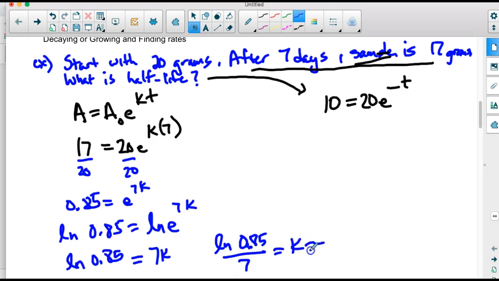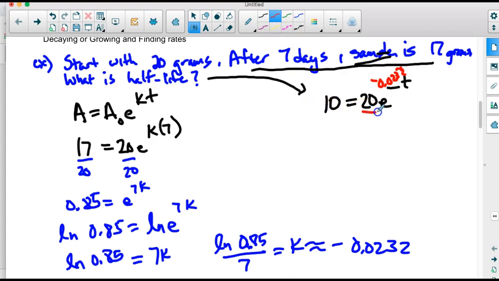So in this case, our answer for k is going to be negative 0.0232 if we're rounding to 4 decimal places. All right, so we have that up here. Now we know what to put here, negative 0.0232 t. So we have that equation. We can solve that now.